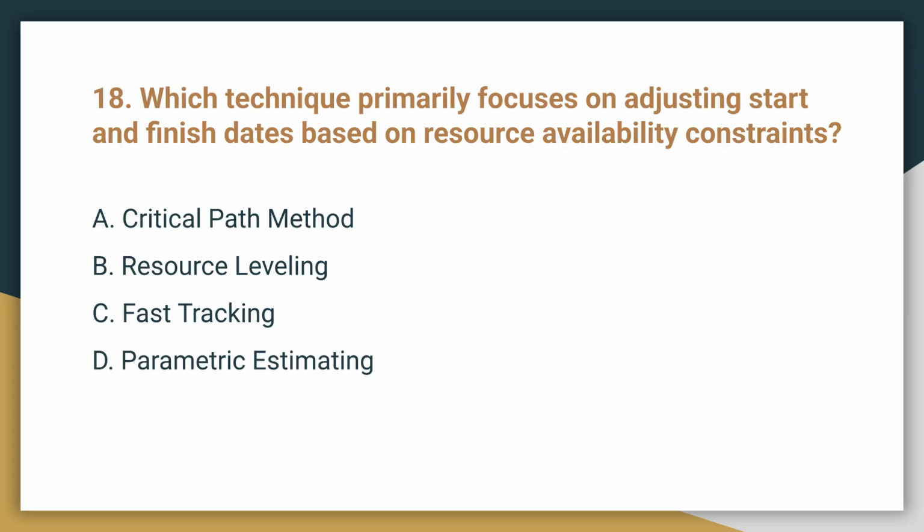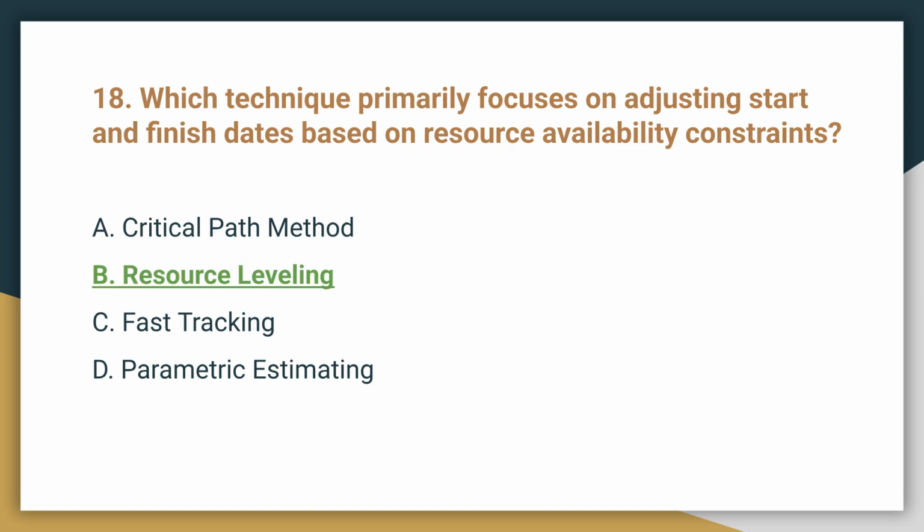Question 18. Which technique primarily focuses on adjusting start and finish dates based on resource availability constraints? The correct answer is B, resource leveling. This technique adjusts the schedule to prevent resource overallocation.